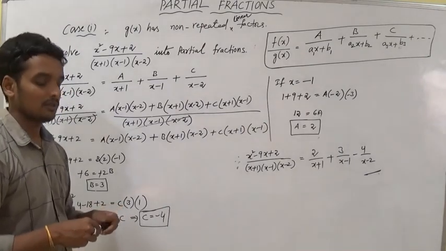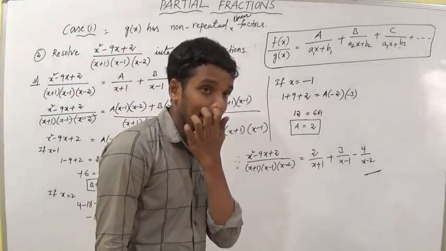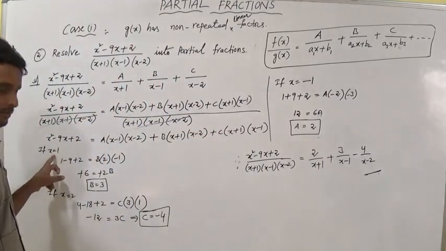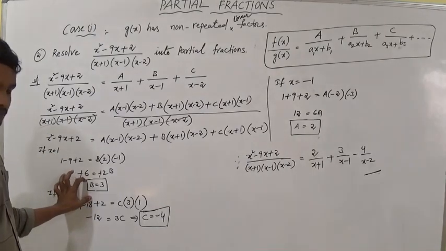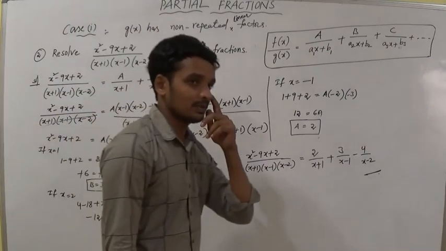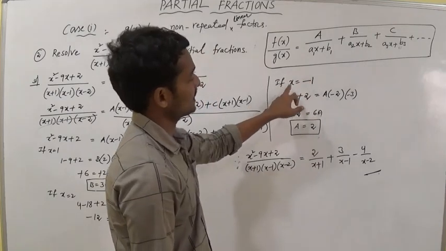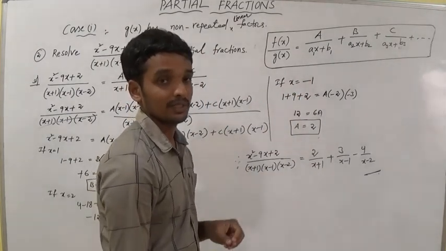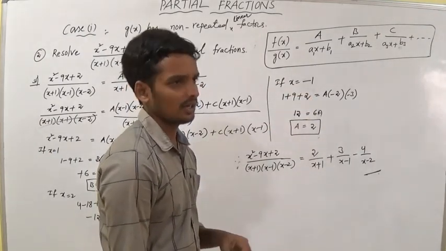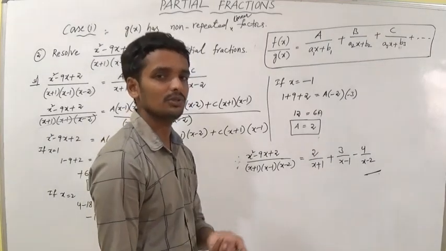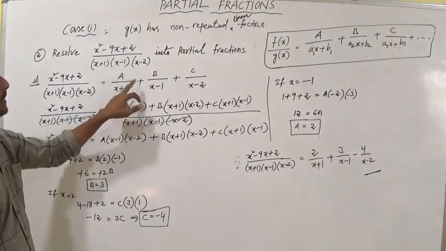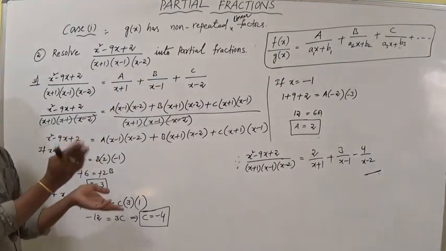Did you understand? In some cases, I will explain. In some problems, if you substitute x is equal to 1, you are getting B. Another value, you are getting C. There is no space to substitute another number for x. There is no scope. That time you have to substitute x is equal to 0. Not only 0, you can substitute any number, but 0 is the best. Why? Because if you substitute x is equal to 0, you are getting A plus B plus C.